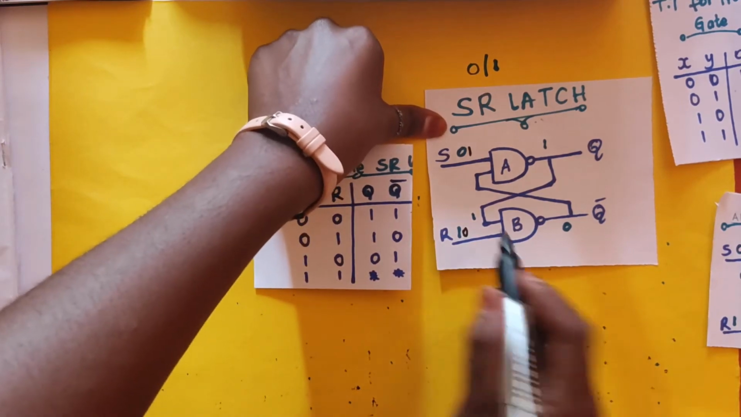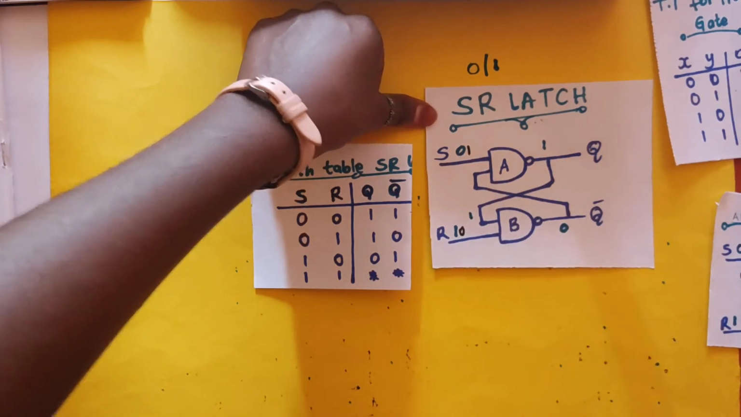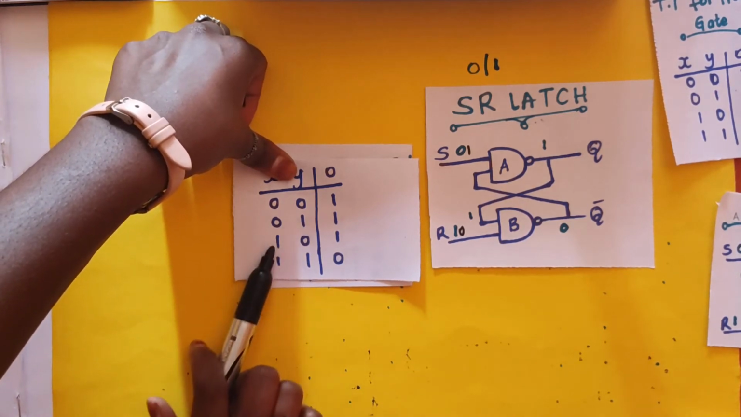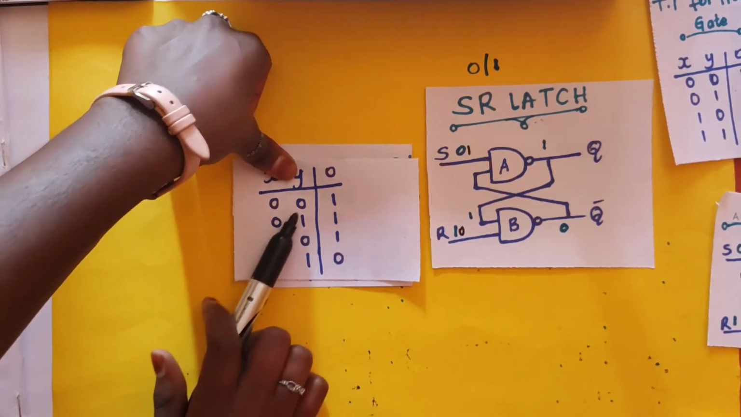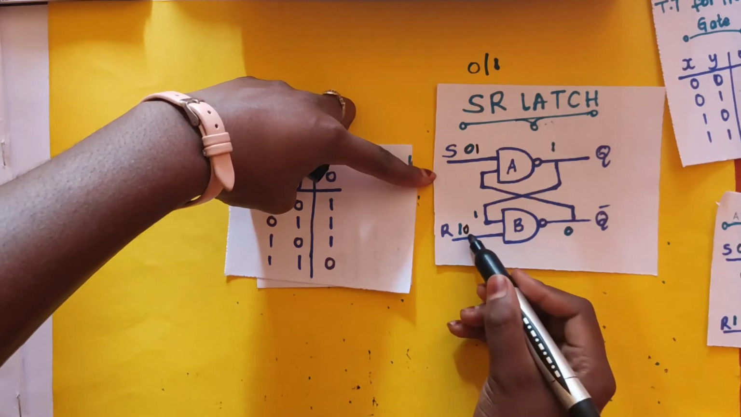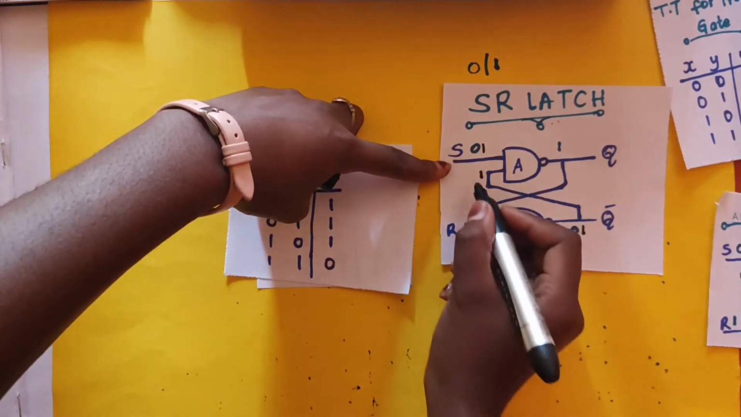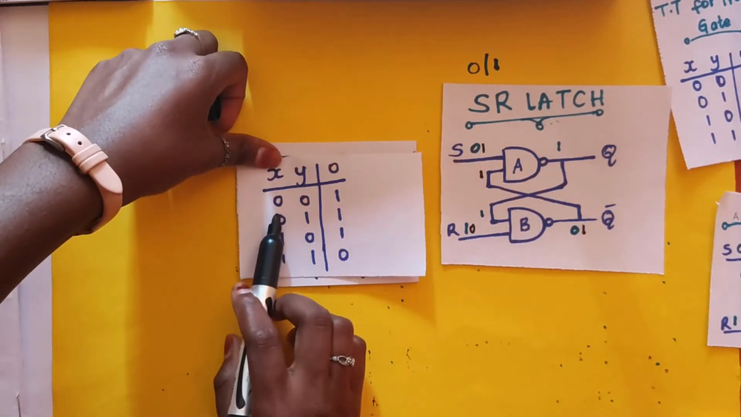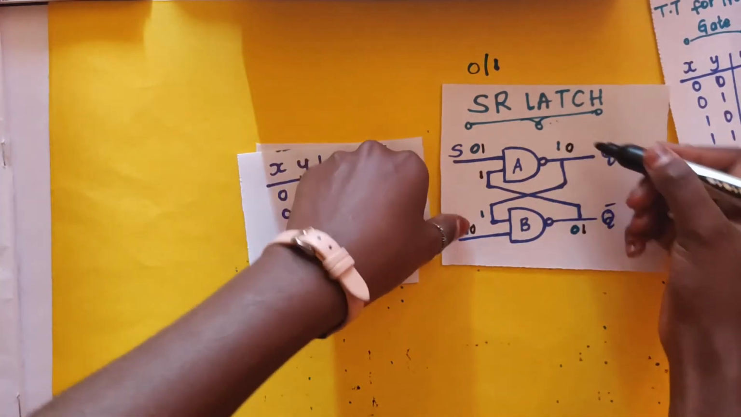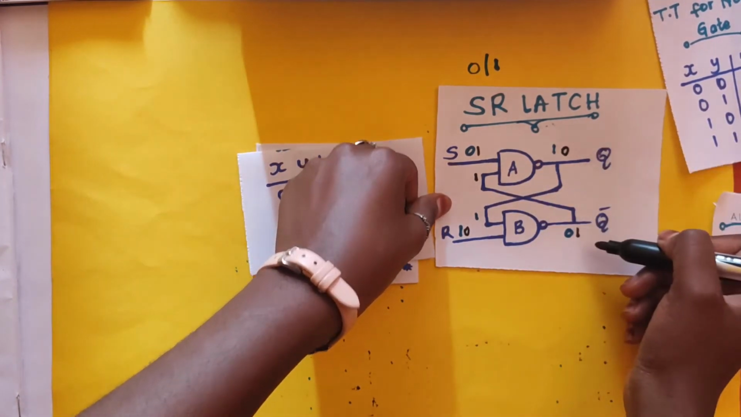Then, when we have a 1 on this upper side, this is a NAND gate. Whenever we have a 0, our output is a 1. And therefore, this input will be 1. And therefore, 1 and 1 in a NAND gate will be a 0. So when the set is 1 and the reset is 0, our output is 0, 1.